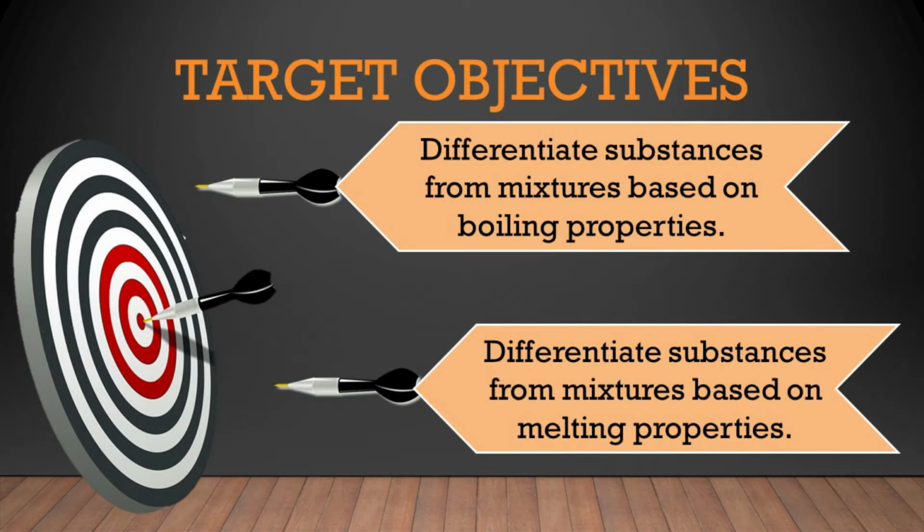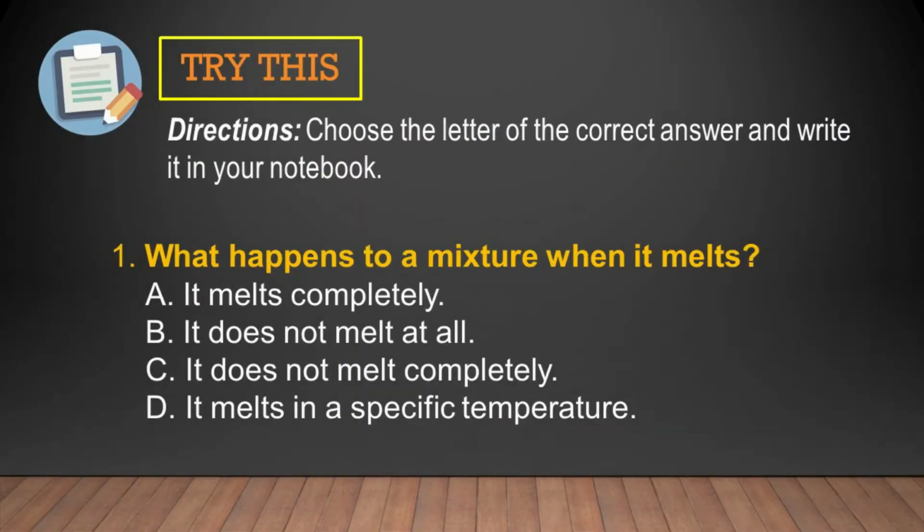Our target objectives for this lesson are the following. First is to differentiate substances from mixtures based on boiling properties. Second is to differentiate substances from mixtures based on melting properties. Now let us try this short quiz about substances and mixtures.